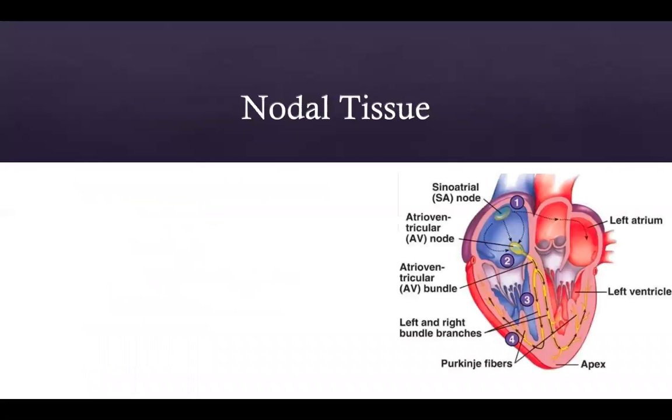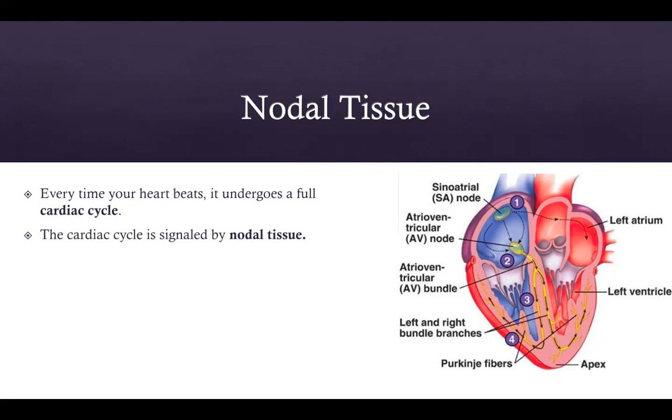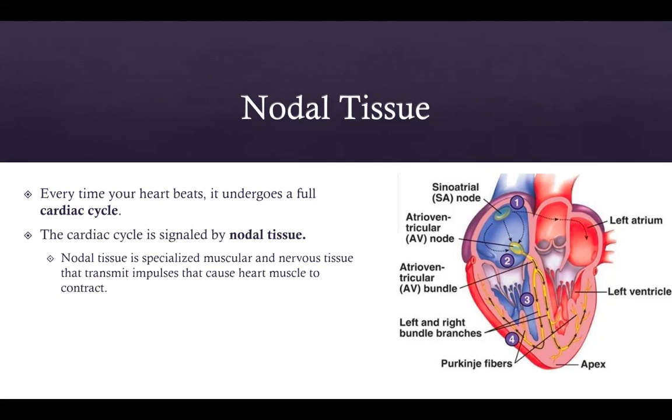So let's begin with nodal tissue. Every time your heart beats, it undergoes a full cardiac cycle, and the cardiac cycle is initiated or signaled by nodal tissue. Nodal tissue is specialized muscular and nervous tissue that transmits impulses that cause the heart muscle to contract. We've got two nodes in our heart. We've got the sinoatrial node, located in the upper part of the right atrium, and then we've got our atrioventricular node, or AV node, located at the bottom of the right atrium.